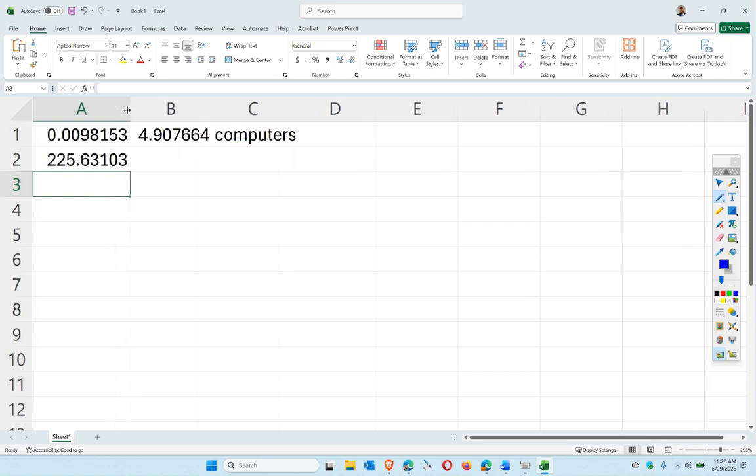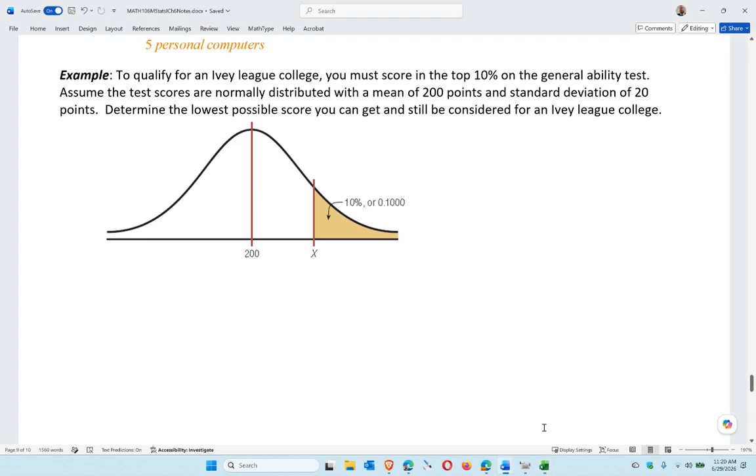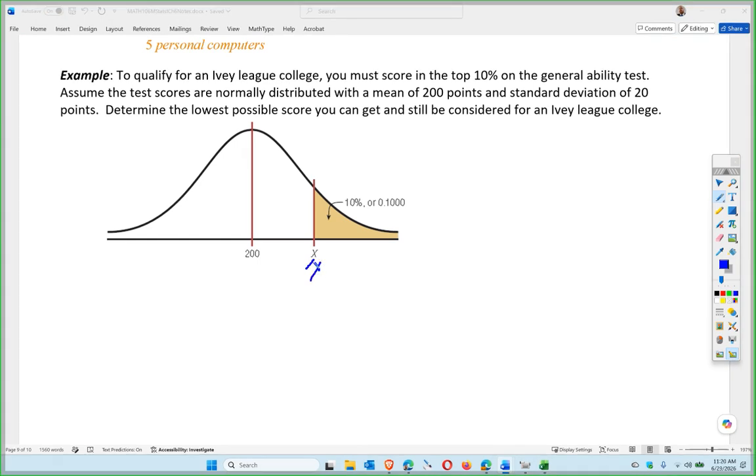All right, so we get 225.631. It keeps going, obviously, if you bring it all out, but that's not really going to matter. So what we're saying is this line right here is 225.631, but you can't get that number of points. We're going to assume you can only get a whole number of points. So you either can get 226 or you can get 227. If you want to be within the top 10% of students, you need the 227, not the 226.